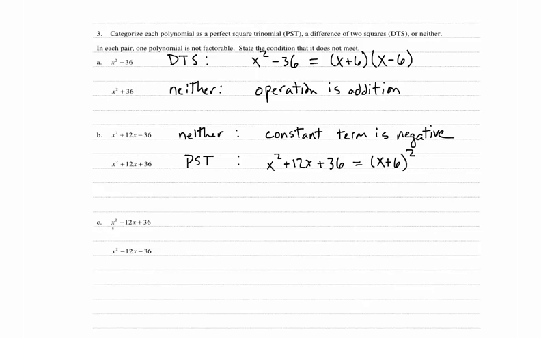In C, we have x squared minus 12x plus 36, and this is a perfect square trinomial, and x squared minus 12x plus 36 could be written as x minus 6 times x minus 6, or x minus 6 squared. And x squared minus 12x minus 36 is neither, and the constant term is negative.